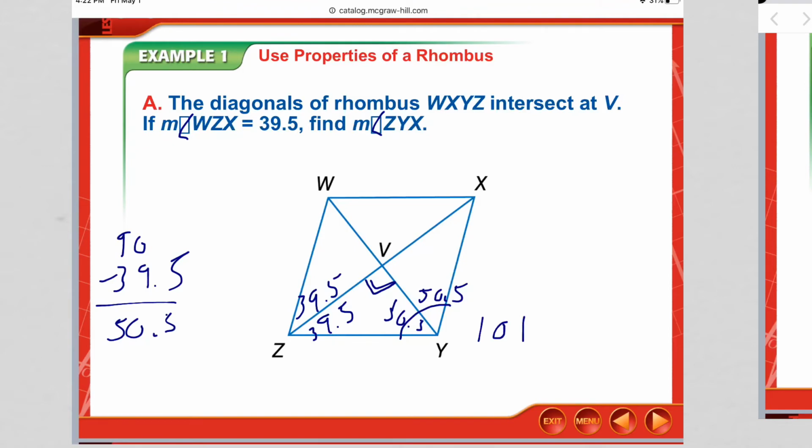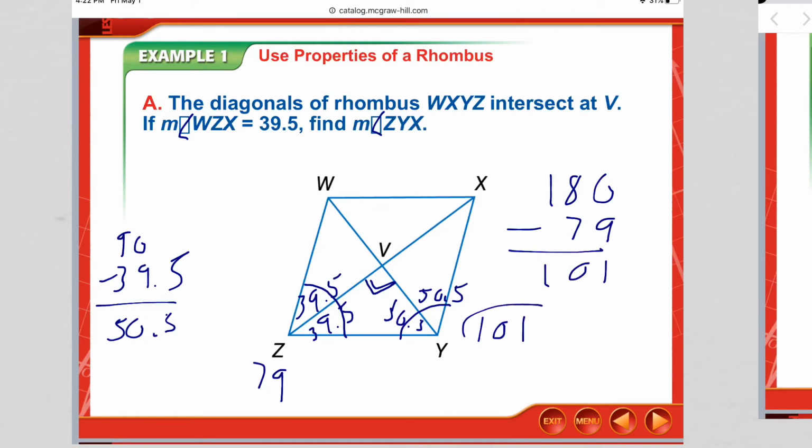Now that's one way to figure it out. Or I would know, since both of these two here are 39.5, that would add together to give me 79. And then knowing that it's a parallelogram, this angle here and this angle here add to equal 180. So I could do 180 minus 79, and that would also give me 101. So two different ways to find the answer to the same problem.